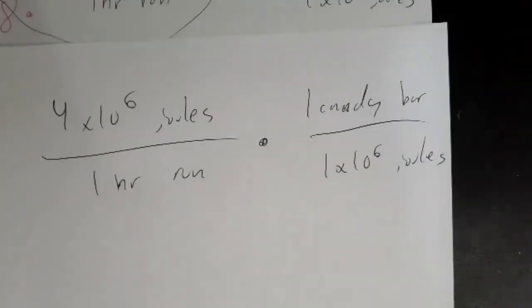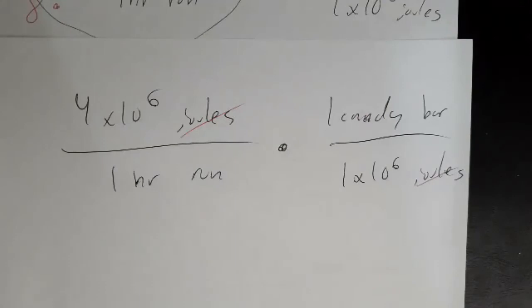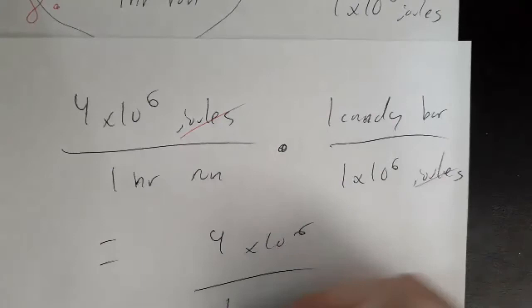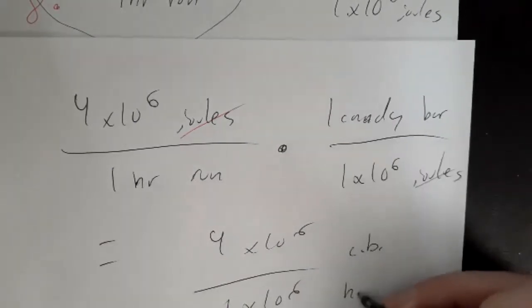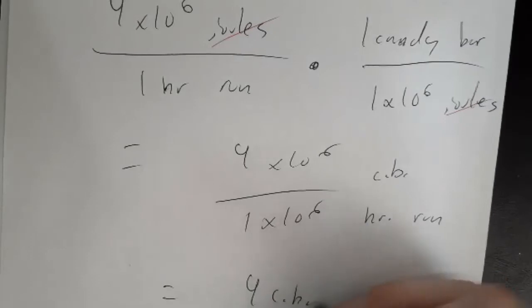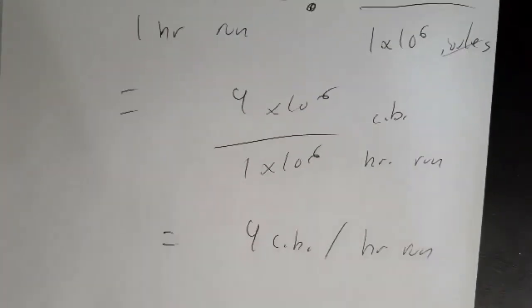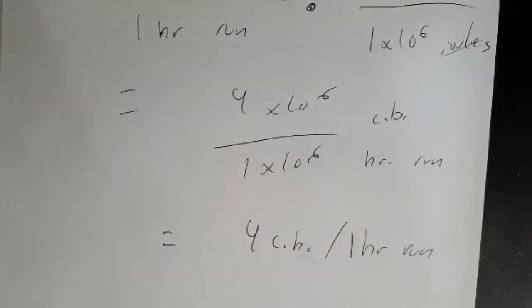And so if we set it up like this with our unit analysis, we will get candy bars per hour of run. And this will give us the same thing that we just got. Number 1 times candy bars per hour of run. And so this should be giving us 4 candy bars per hour of run. And so this is for 1 hour of running. We need 4 candy bars.